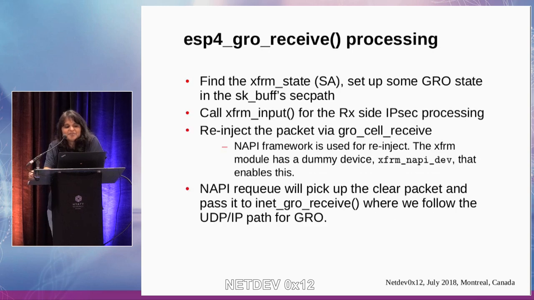So what ESP4 GRO receive does is it calls the same function that we did for the non-GRO path. It ends up calling XFRM input. It looks up the SPI, finds the SA, does all the checks, decrypts it, and then feeds it back through NAPI into GRO cell receive. And from there, we dequeue the packet and send it up through the UDP GRO path. So that's how the UDP GRO path gets handled.